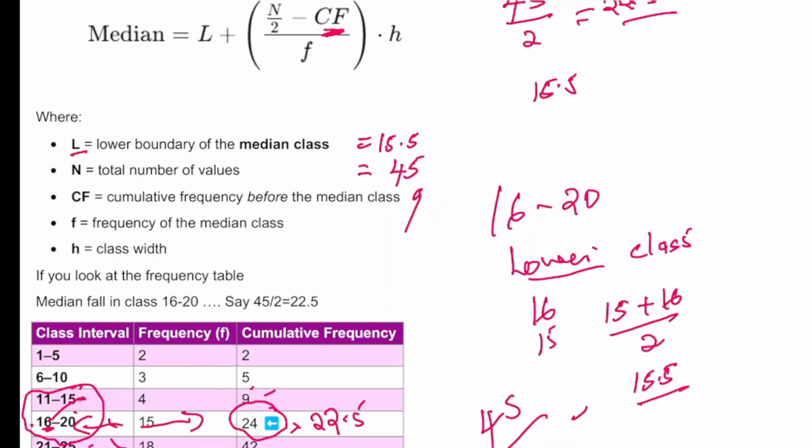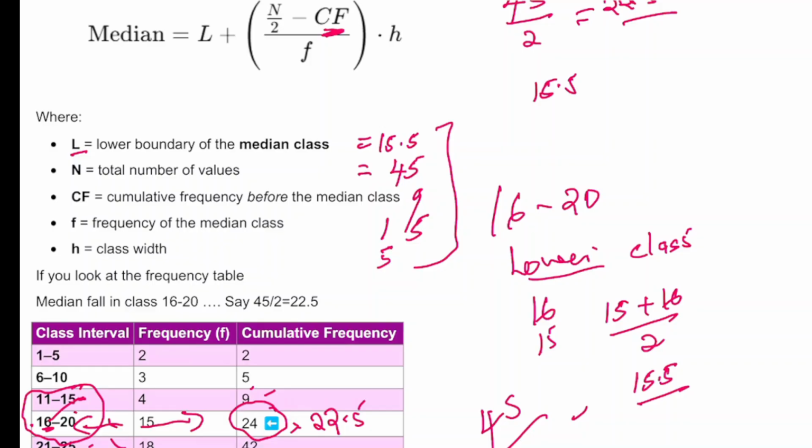And then F is the frequency of the median class. How much is it? Is it the cumulative or the 15? Here we place the 15. Class width: how much is our class width? Our class width is 5. So if you know all these figures and you know the formula, you have started with 15.5.